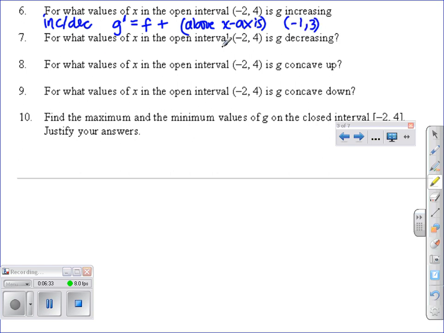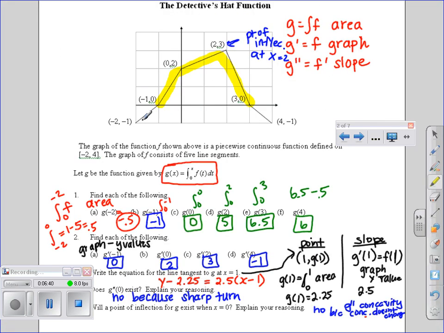Okay, where are we decreasing? So g prime, which again is f. Where is it negative? So that's where is it below. So that would be from -2 to -1 and 3 to 4.